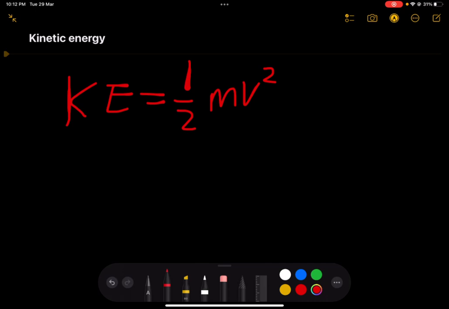If the mass is doubled, the kinetic energy is doubled. But if the velocity is doubled, kinetic energy is quadrupled. So keep an eye out for these details. Okay, let's take an example.